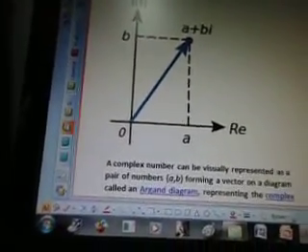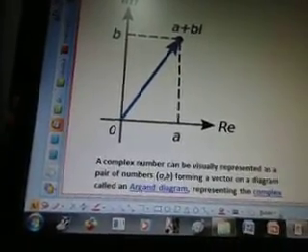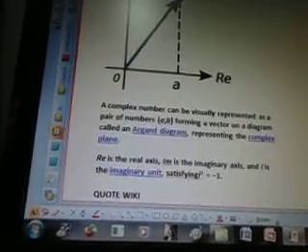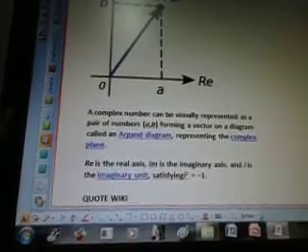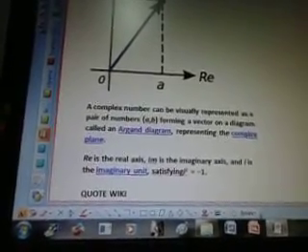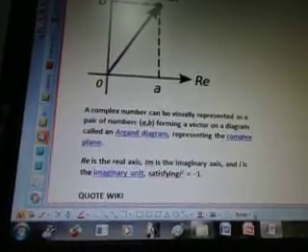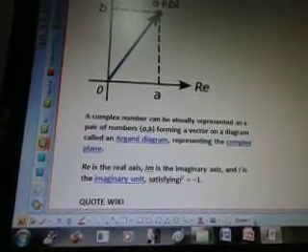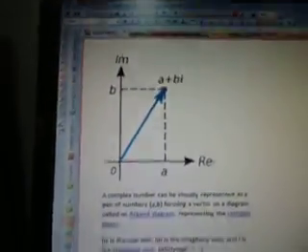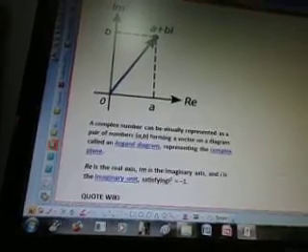So you have Im, b, a plus bi, Re, 0, and then a. Okay. A complex number can be visually represented as a pair of numbers a and b, forming a vector on a diagram called an Argand diagram, representing the complex plane. Okay. Re is the real axis, Im is the imaginary axis, and i is the imaginary unit, satisfying i² = −1.